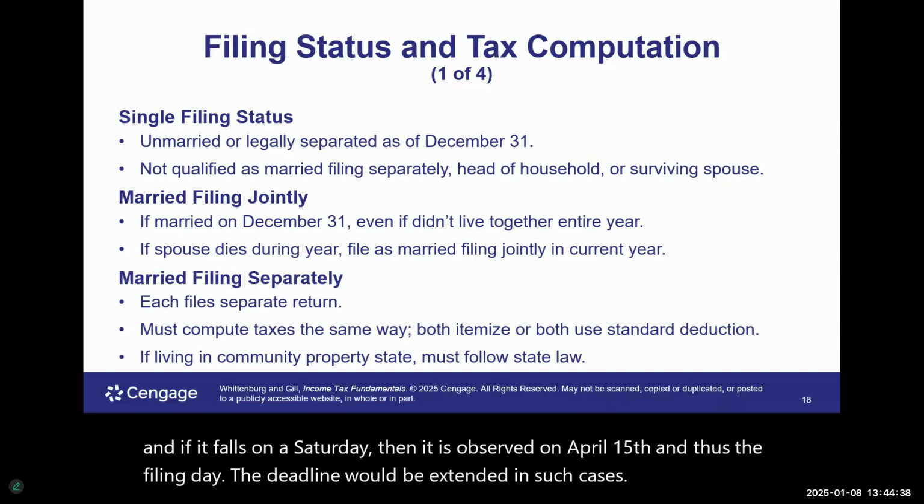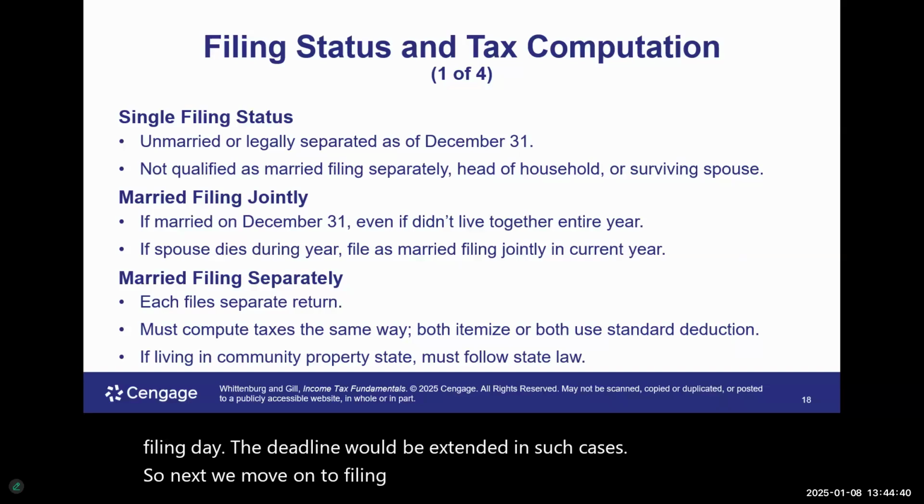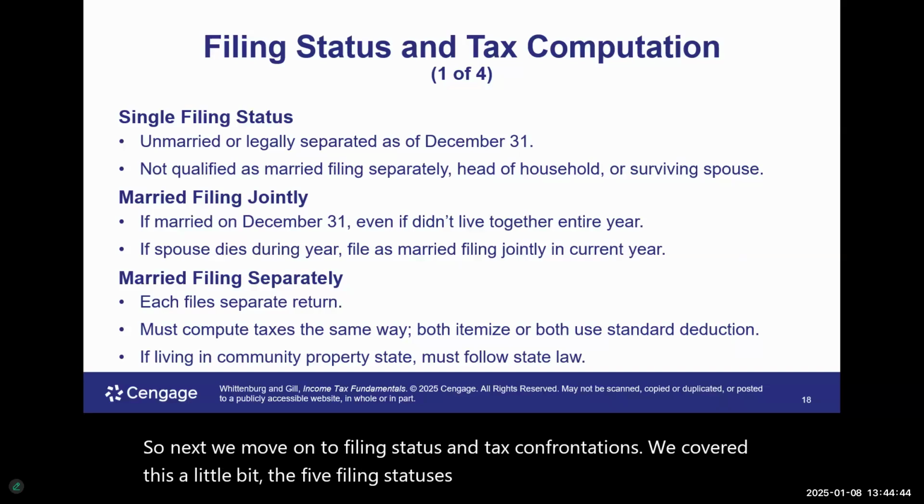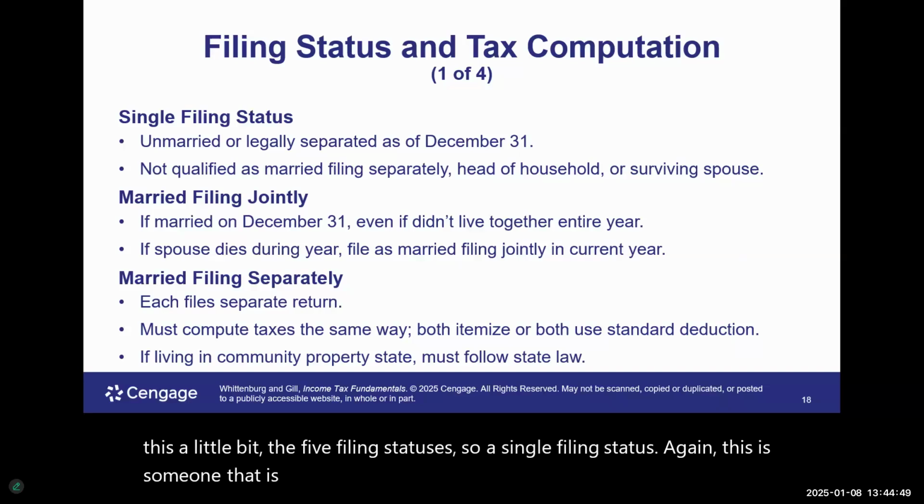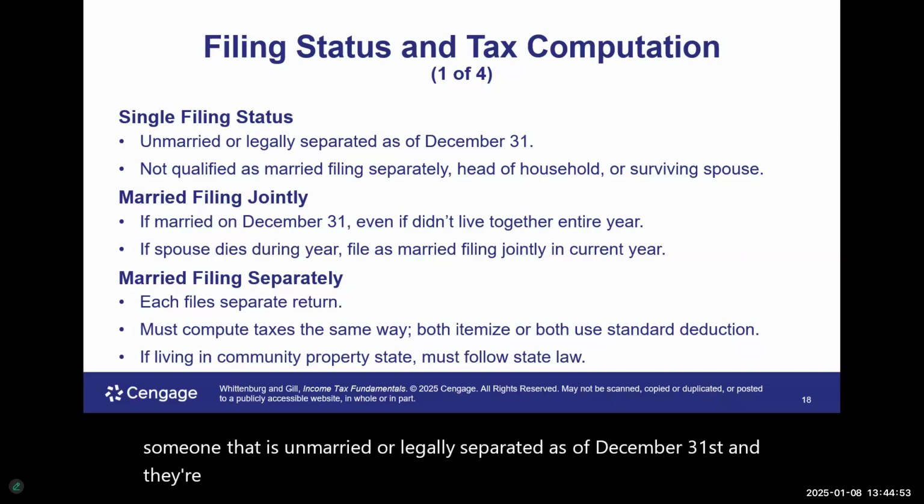So next we move on to filing status and tax computations. We covered this a little bit, the 5 filing statuses. A single filing status, again, is for someone who is unmarried or legally separated as of December 31st, and not qualified to file as married filing separate, head of household, or surviving spouse.